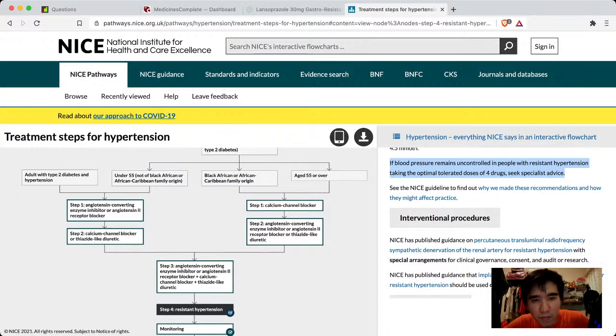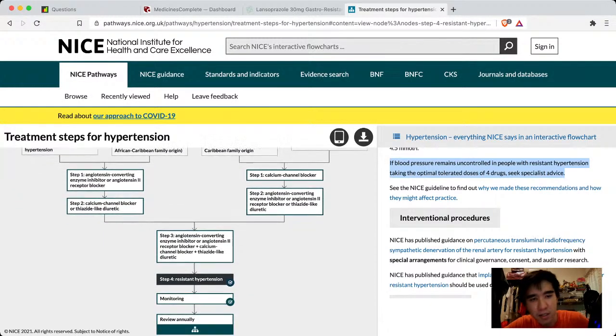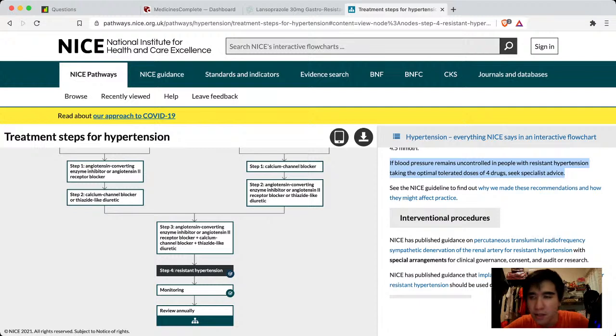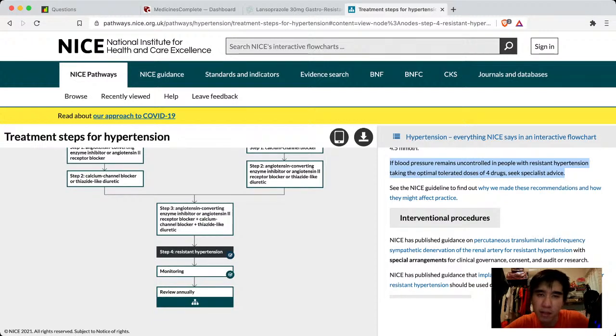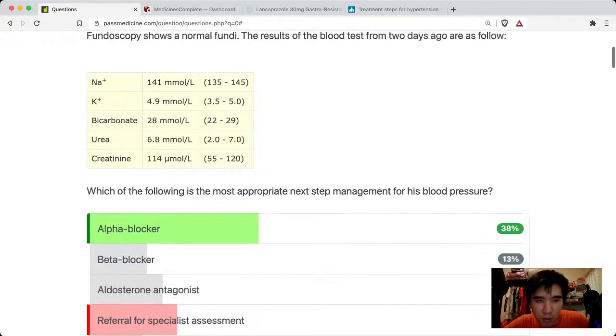After that, you want to add either CCB or diuretics, thiazide-like diuretics. Then there's step 1, step 2, step 3 covered. Step 4 depends on the potassium level. If potassium is high, more than 4.5, you will want to consider either alpha or beta blocker. If the potassium is low, less than 4.5, you want to consider spironolactone. If that doesn't work, seek advice from specialists.